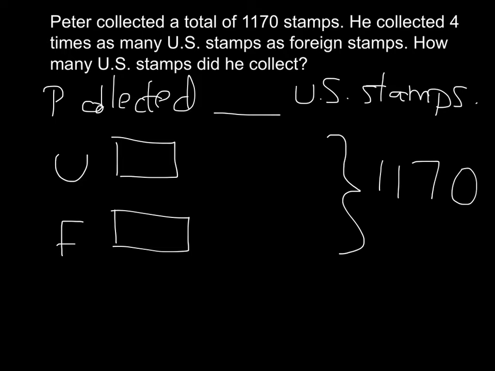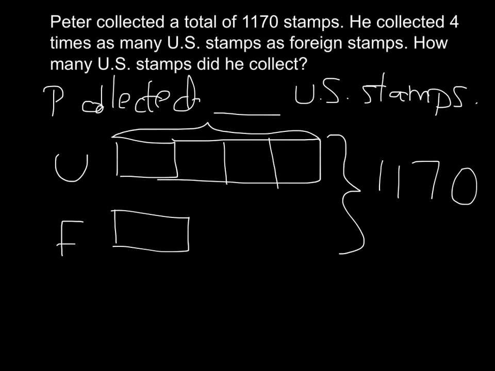Then it says there's 4 times as many U.S. stamps as foreign stamps. So notice I've got a unit of foreign stamps. If it's 4 times as many, that means the number of foreign stamps multiplied by 4 gives me the U.S. stamps. So I'm going to give the U.S. 4 units. And what I know is whatever number goes in the foreign stamps is going to go in all the U.S. stamps, and the U.S. will have 4 times as many. And the question says, how many U.S. stamps did he collect? So the question mark is going to go with the U.S. stamps.